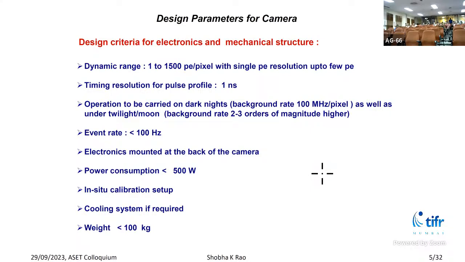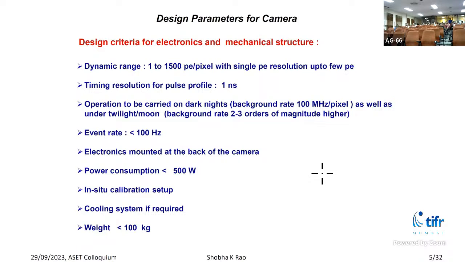Now we have decided design criteria for camera electronics and mechanical structure, taking some inputs from simulations and also considering the geometry of this telescope structure. So this camera should cover dynamic range up to 1500 photoelectrons, and at the same time it should have single photoelectron resolution for low amplitude pulses.